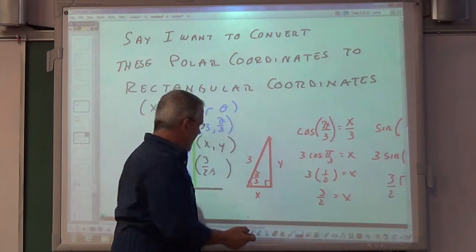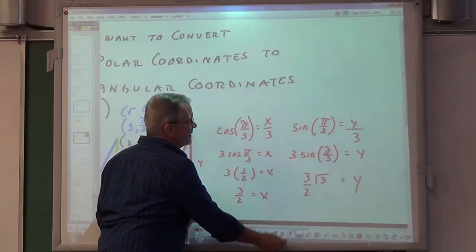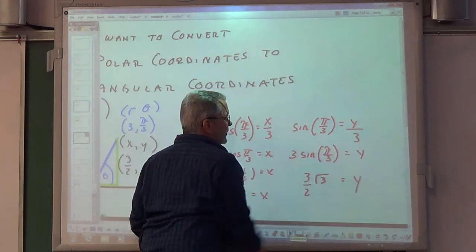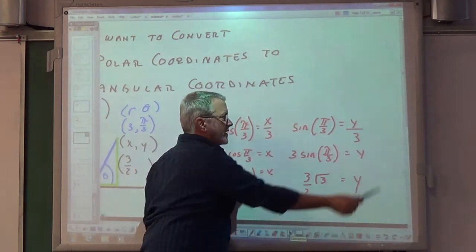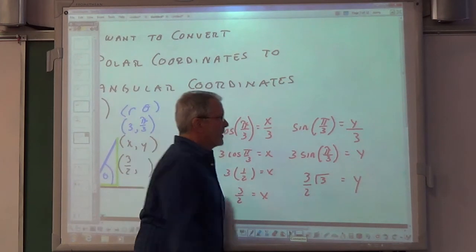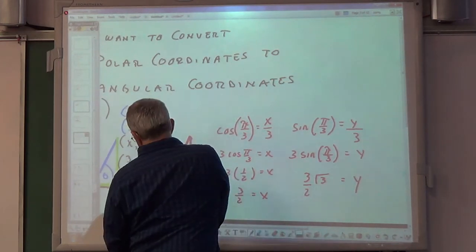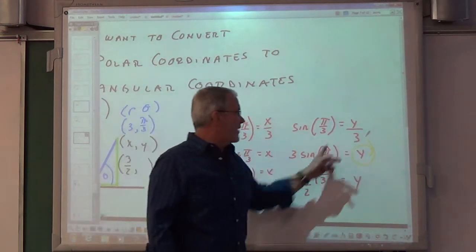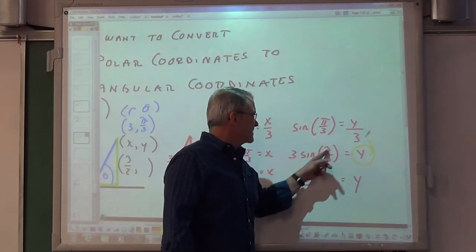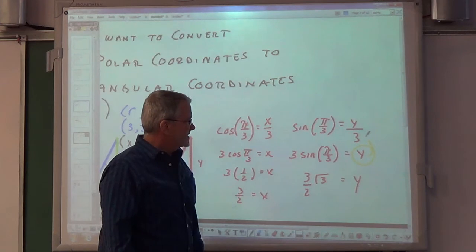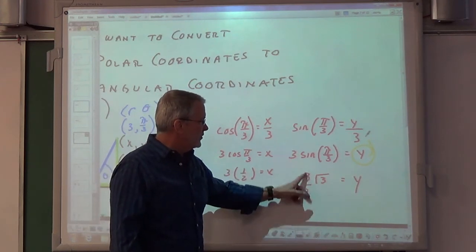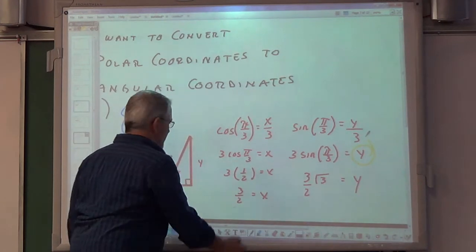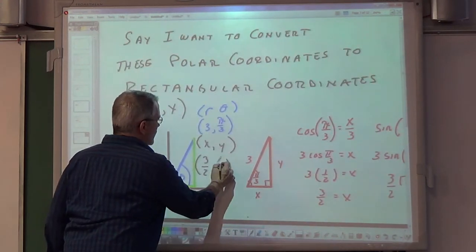How do I find the y value? In like manner, the sine of pi over 3 is y divided by 3, the opposite over the hypotenuse. My objective is to find y. Simply multiply by 3, and y is going to be 3 times the sine of pi over 3. The sine of pi over 3 is square root of 3 over 2. So this is going to be 3/2 square root of 3. So that's going to be the y coordinate.